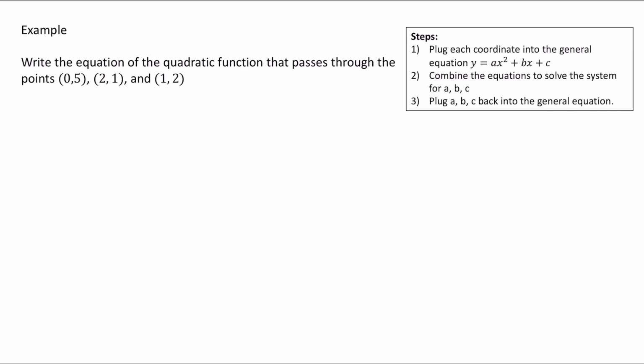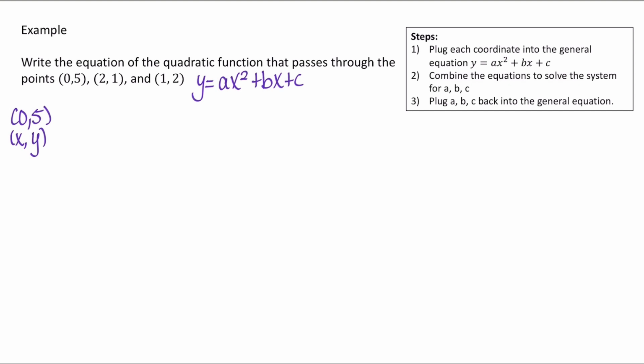Let's write the equation of the quadratic function that passes through the points (0, 5), (2, 1), and (1, 2). So remember, the general form of the quadratic function is y equals ax squared plus bx plus c. What I'm going to do is take each of these points and form an equation based on that. So (0, 5) tells me that x is 0, y is 5.